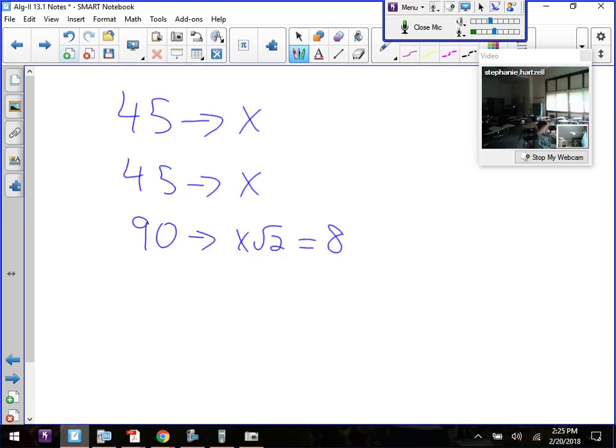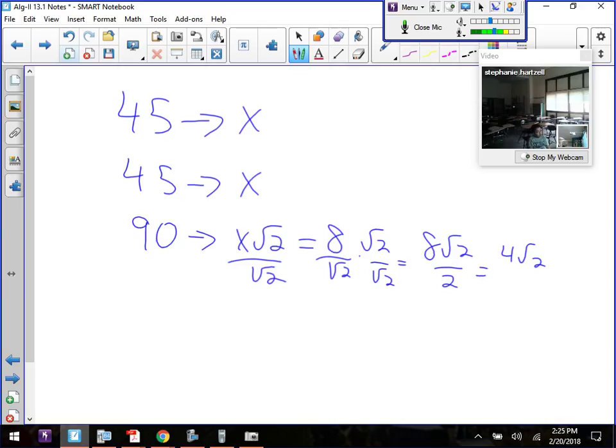How do you undo multiplying by the square root of 2? Divide by the square root of 2. And then how do you rationalize? What's the square root of junk times the square root of junk? Junk. So you get 8 root 2 over 2, which is 4 root 2.